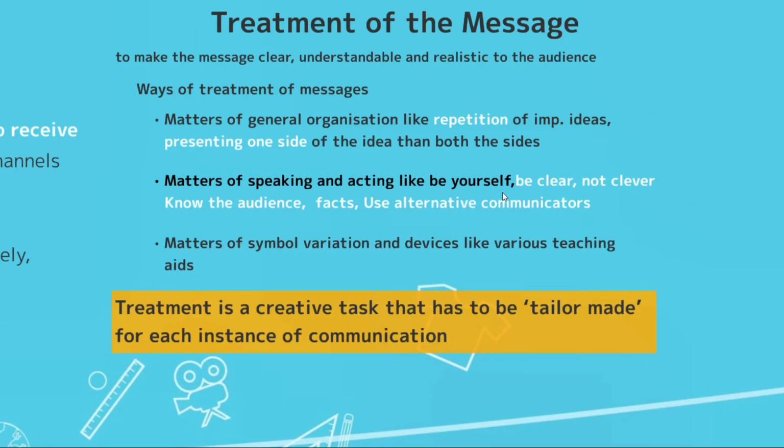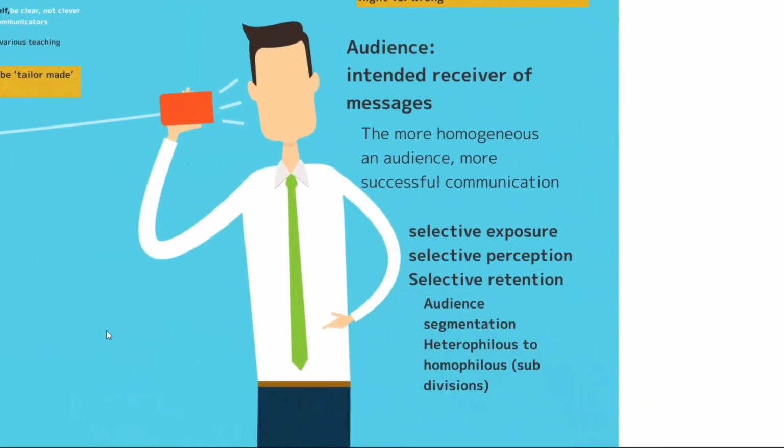Then, matters of speaking and acting. Our objective is to provide them with clear and good information, not to show our cleverness. So, be clear, not clever. Matter of symbol variation. We have to use various teaching methods to provide clear-cut information to them. So, for making our message more understandable, we have to organize group discussions, brainstormings, role plays, etc., rather than just teaching like in classrooms. Treatment is a creative task that has to be tailor-made for each instance of communication. Extension service providers must be a master in treatment of the message.